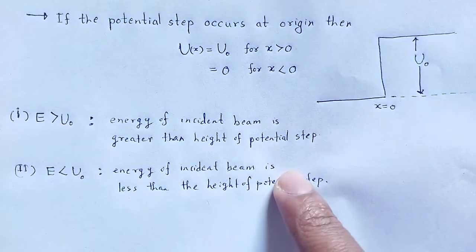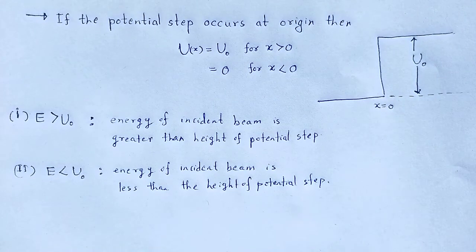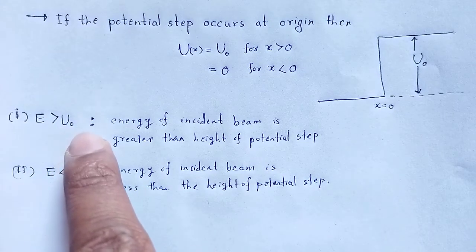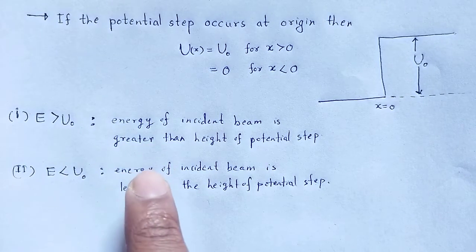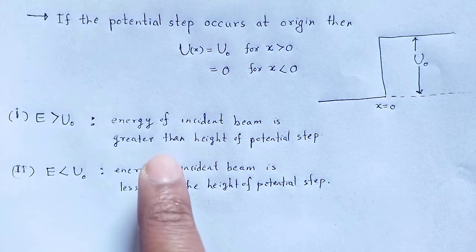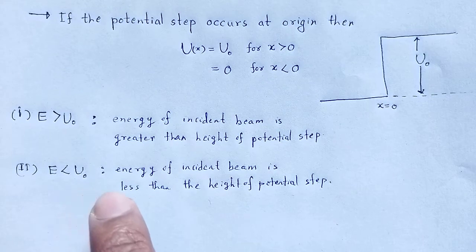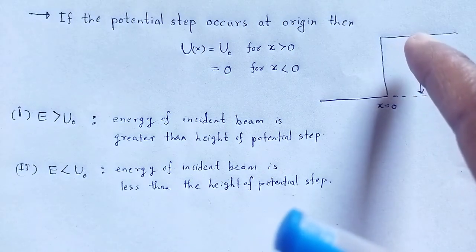In these two cases, the results for the potential step in classical theory are different from those in quantum theory. According to classical theory, when E is greater than U naught, the particle would pass the step without any reflection and move with less velocity. But when E is less than U naught, then the particle will rebound from the step and never penetrate into the step region.